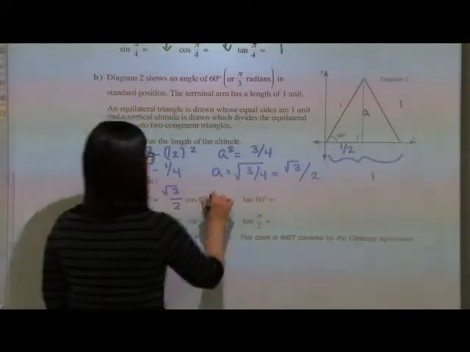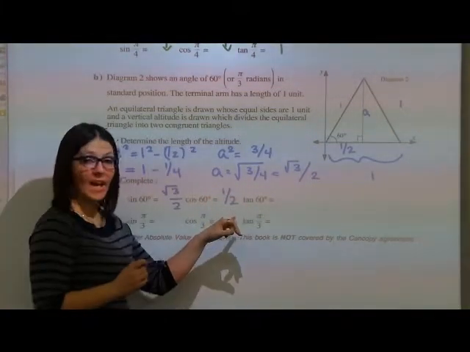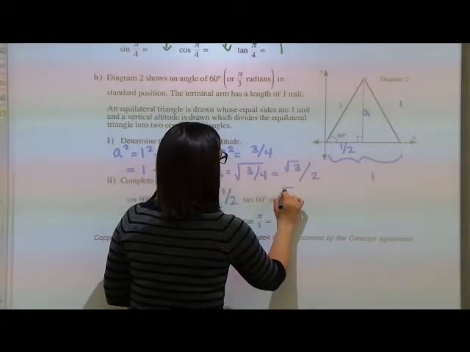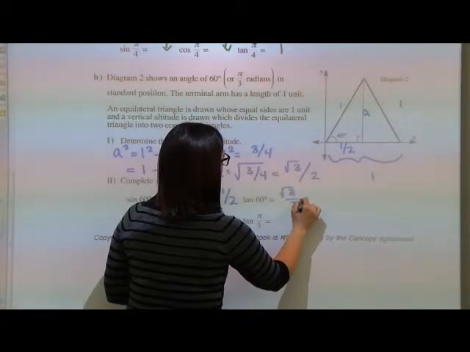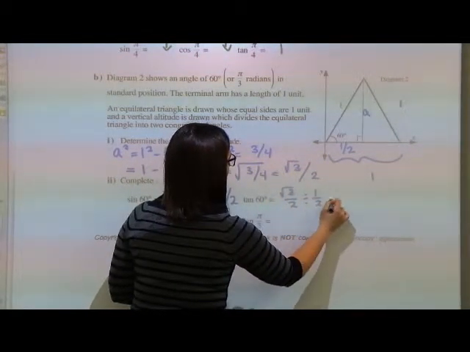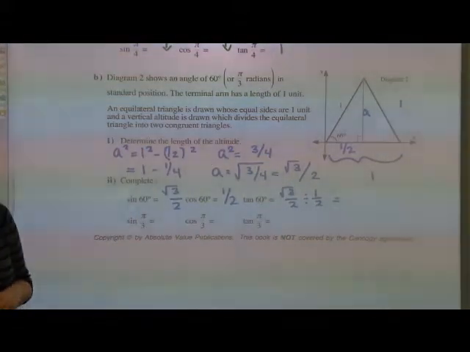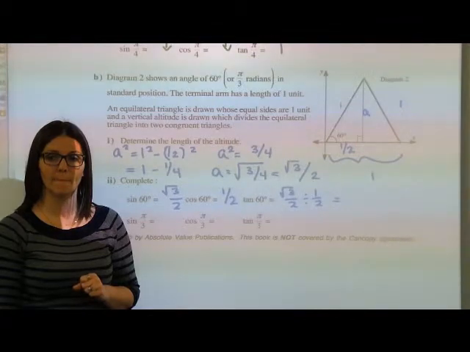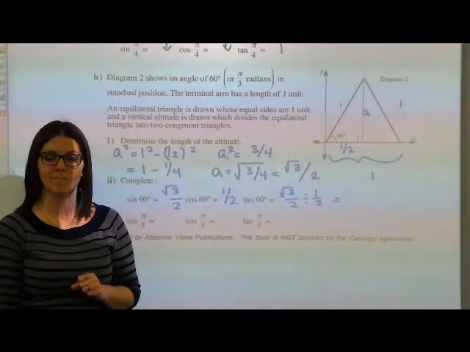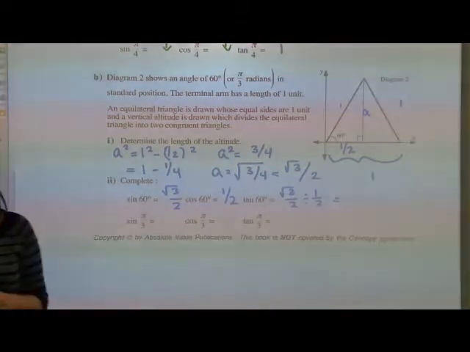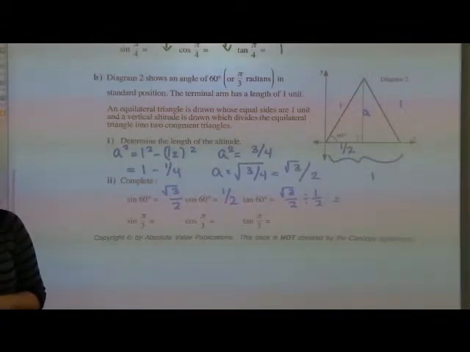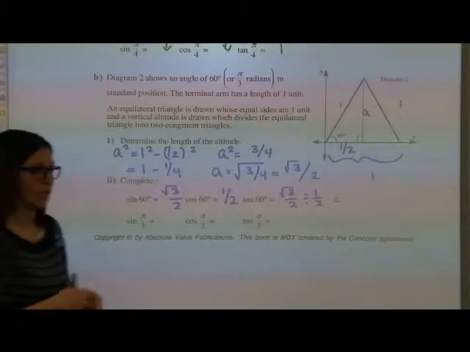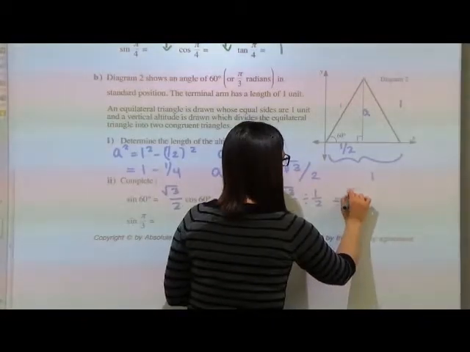One half. And what would tan be? So then tan becomes root 3 over 2, opposite, divided by the hypotenuse. So root 3 over 2 divided by 1/2. What would that equal? And so then what would I be left with? Root 3.